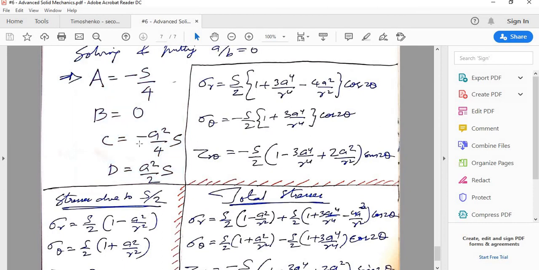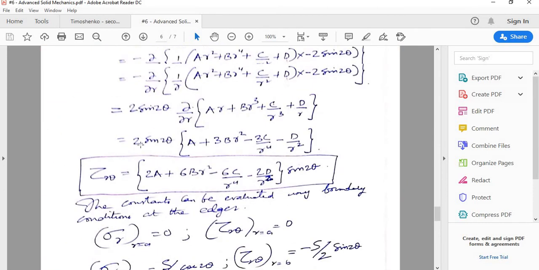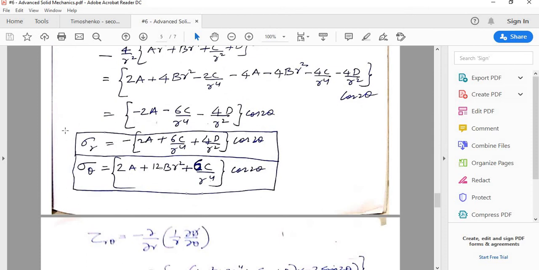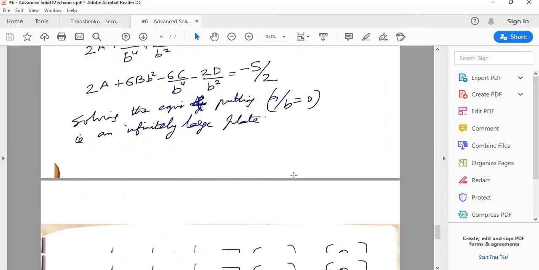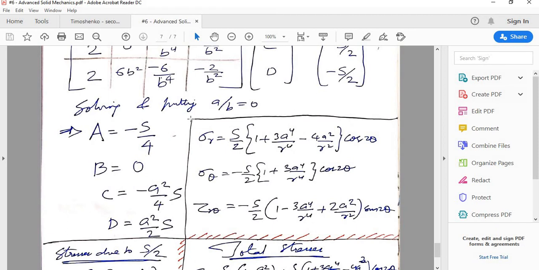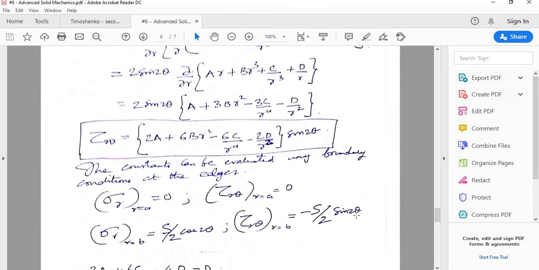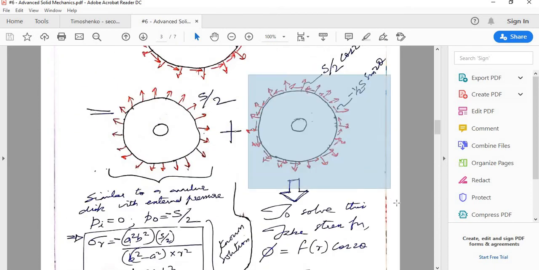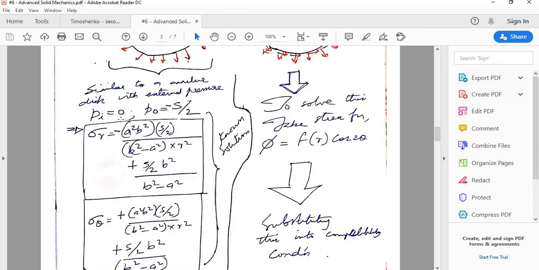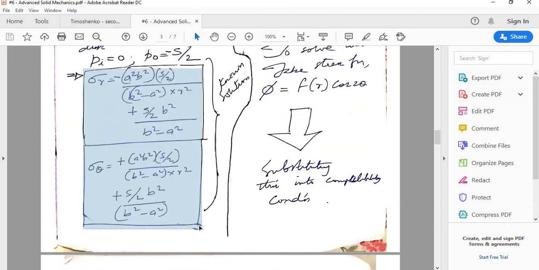So once you have the expressions for the constants, you substitute them back into the expressions for sigma r, sigma theta and tau r theta, and you will get the expressions for sigma r, sigma theta and tau r theta as follows. So this is the complete solution for this particular problem.